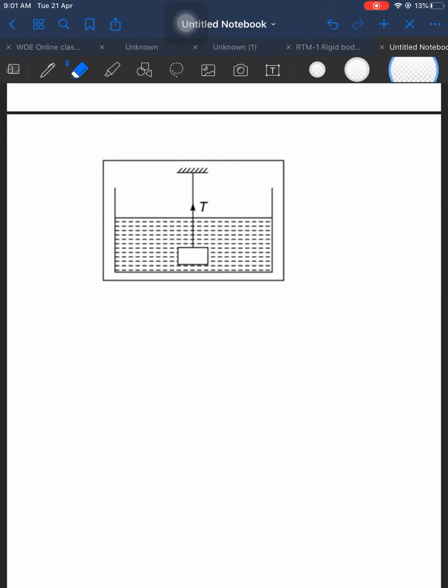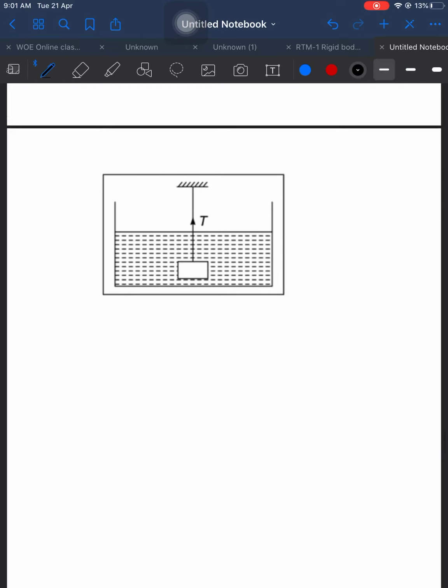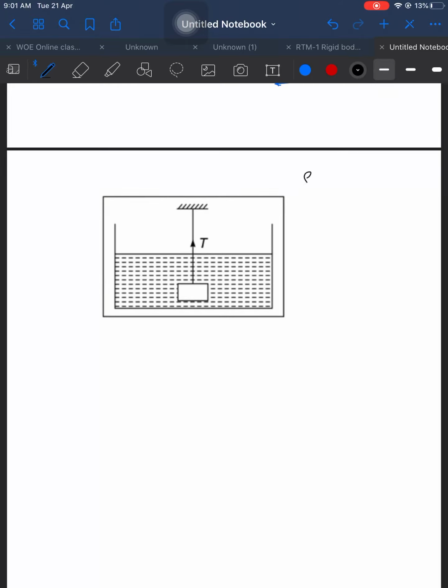Hi students, in this section we are going to see the tension in the rope when a block is submerged. Density: there are three cases. If the density of a body is less than the density of the liquid, it floats. If the density of the body is equal to the density of the liquid, it just floats. If the density of the body is greater than the density of the liquid, it submerges.